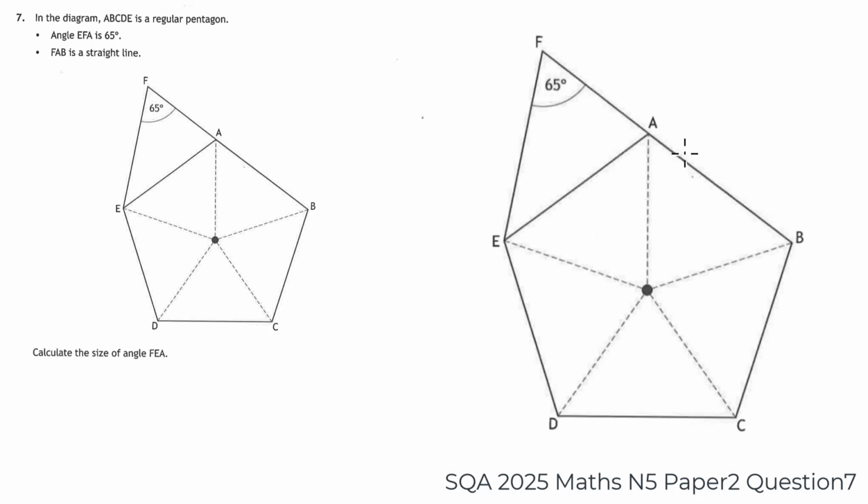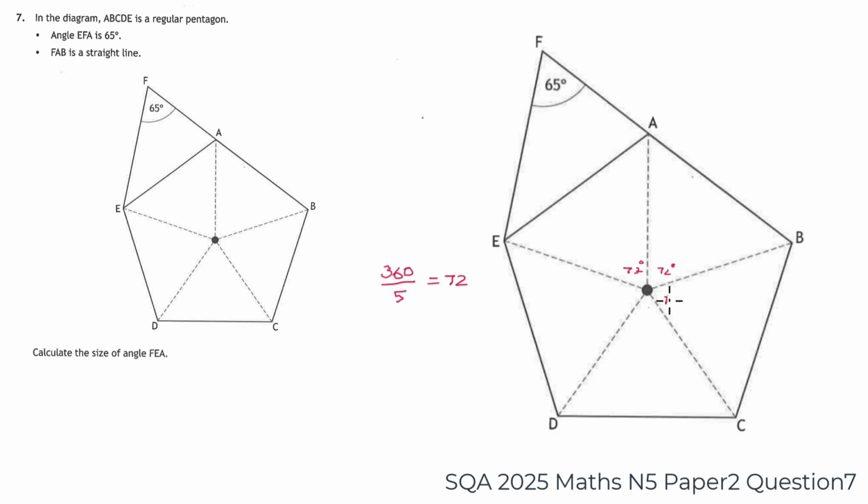So the first thing we know, in a regular pentagon, if we look at this point in the centre, the angles round about this point must be equal. And we know there's 360 degrees round this point here. Let's divide 360 by 5. Now 5 into 360 goes 72. So each of these angles round this point will be 72 degrees.